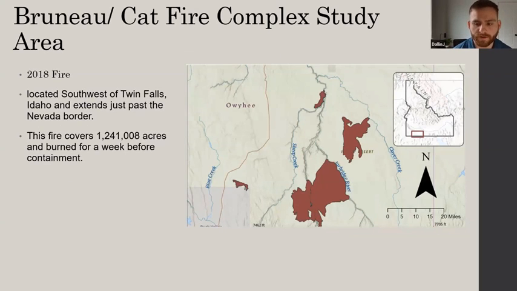The second AOI chosen was the Bruneau or Cat Fire Complex of 2018. This fire is located in south central Idaho by the Nevada border. The fire area covers over 1 million acres, and the main fire burned for about a week before containment.